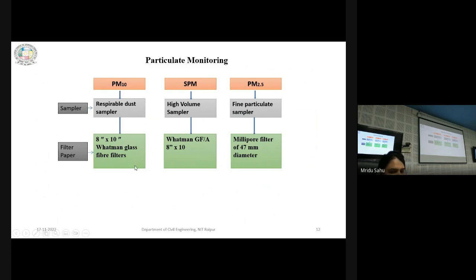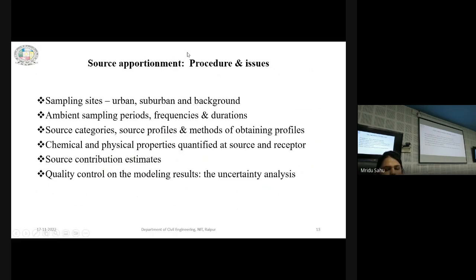Filter paper sizes, various filter papers, I will be showing you in the lab. Now, source apportionment procedures. First of all, we have to identify at what sites we are going to perform these experiments, whether that site is urban, suburban or background. Background site means where there are no artificial sources, like from humans, no industrial area is beside that particular location. Okay, no direct sources of pollution are available.